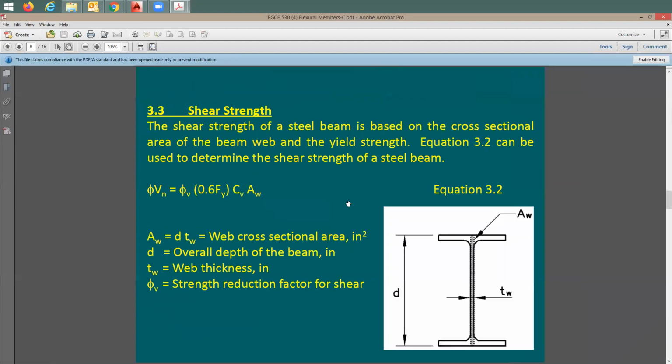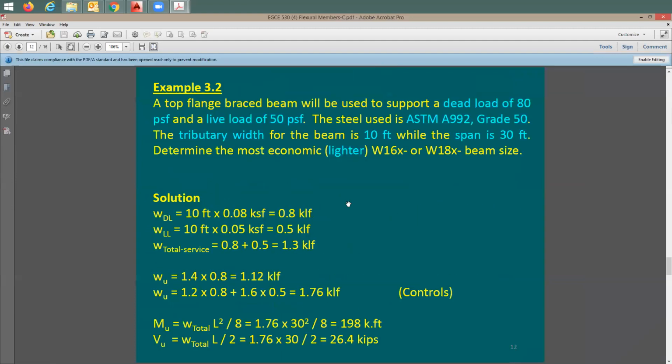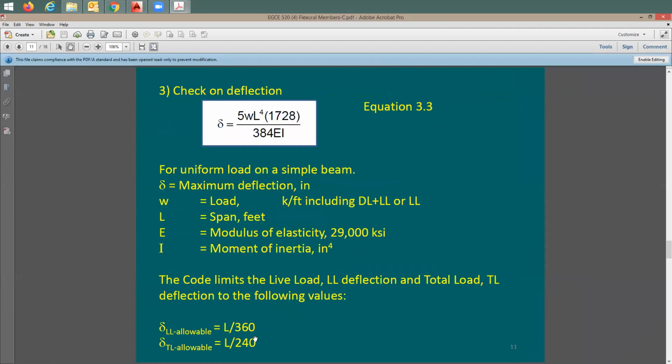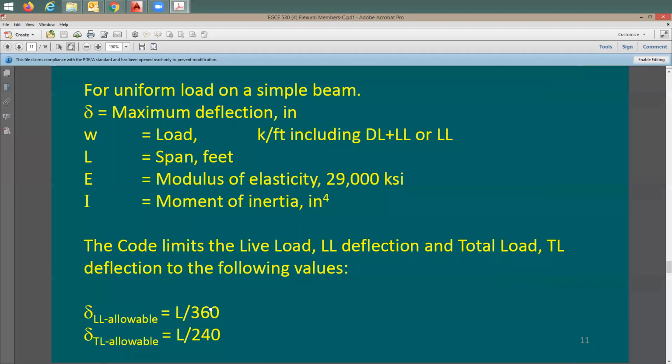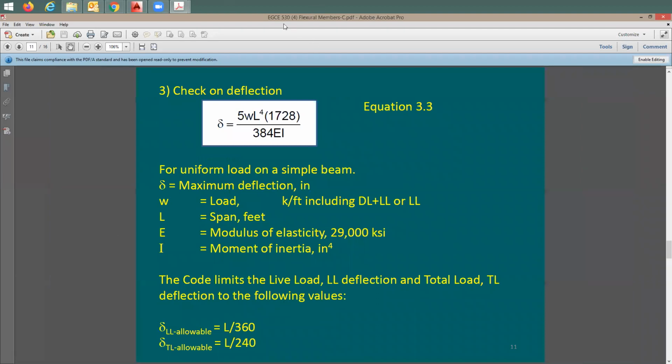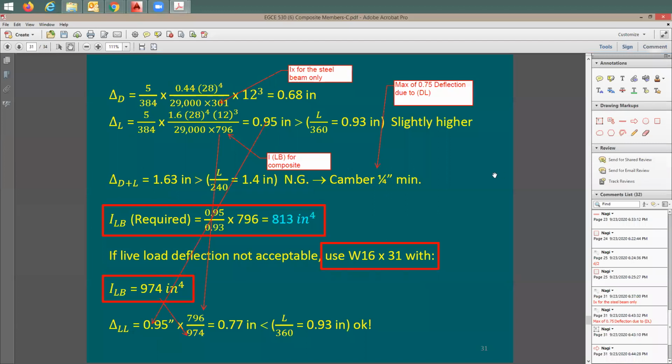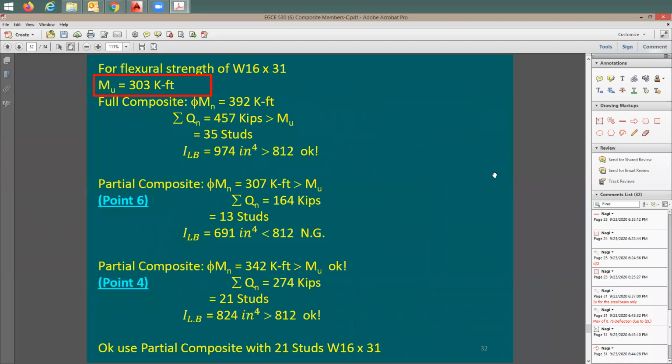This is the code limits that we discussed for deflection limit. You see this, the allowable deflection due to live load and due to total load. This is actually in slide set 4, slide number 11.